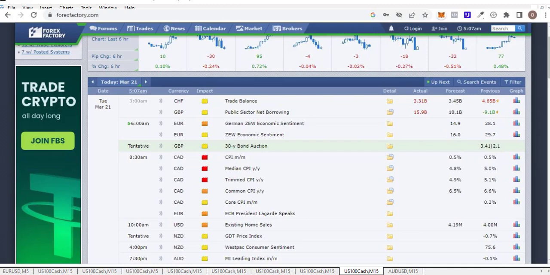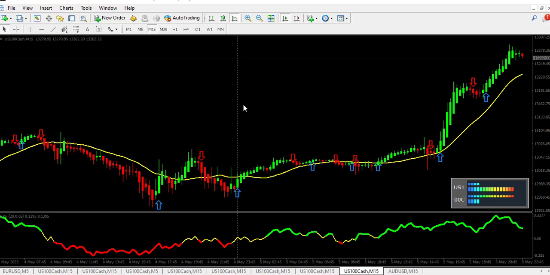You can use this on indices like US 100 cash, US 30 cash, and the likes. You can use this on the cryptocurrency also, like Bitcoin, Litecoin, Ethereum, Doge, and the rest. You can use this strategy on gold also, and do not forget that you can use this on stock.